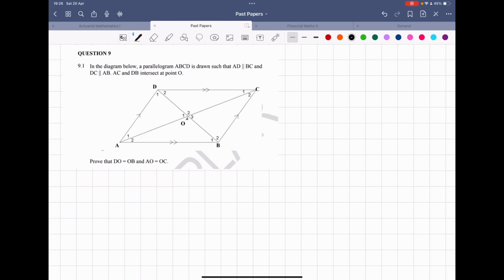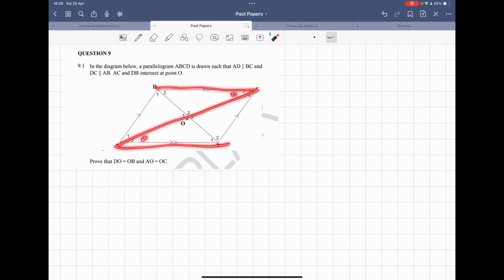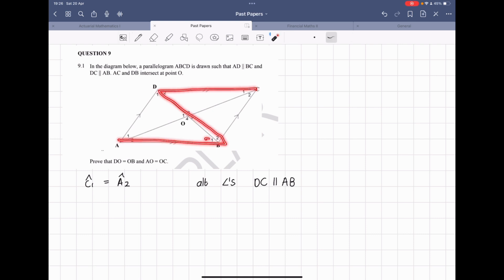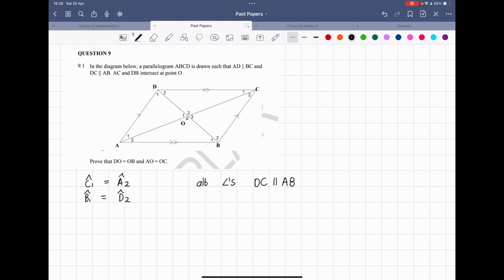So I'm going to start by doing the alternate angles. The first one that I'm going to do is this C1 and A2, and that's because DC is parallel to AB. Then I'm going to do the other two, so that's these ones now, B1 and D2. And I used the same parallel lines.